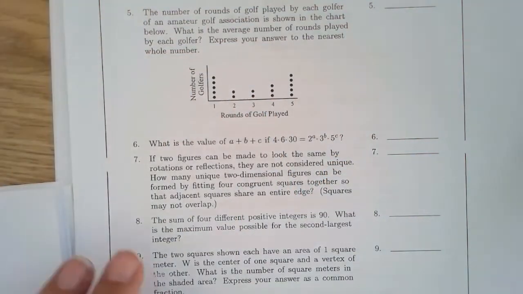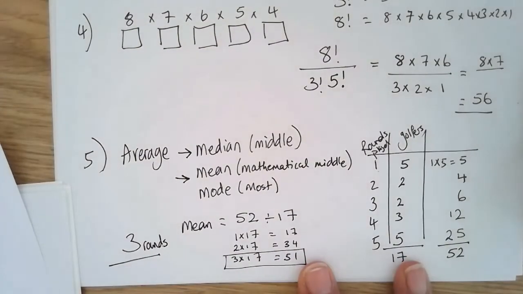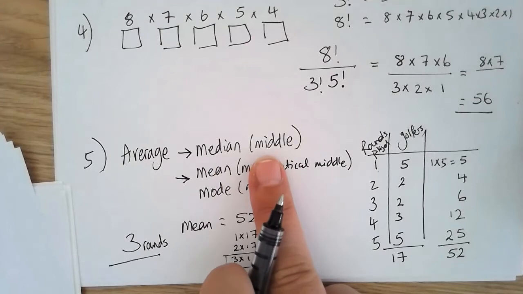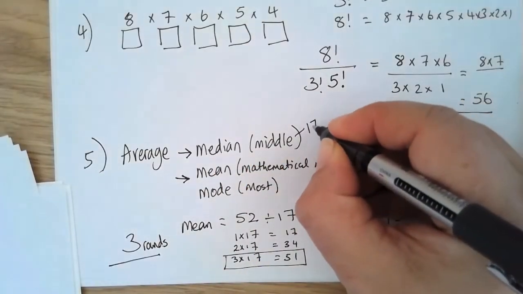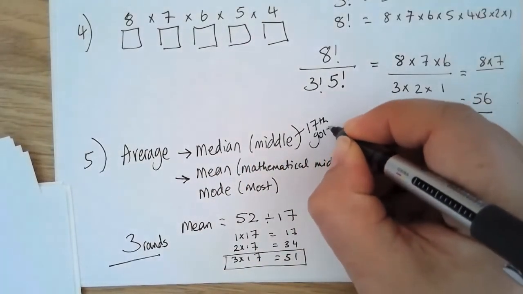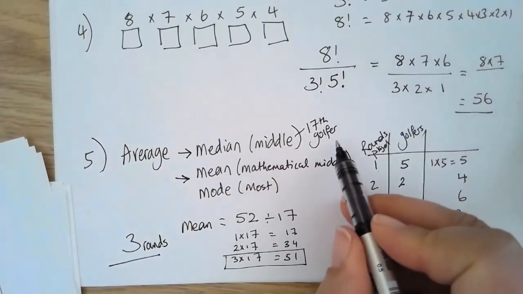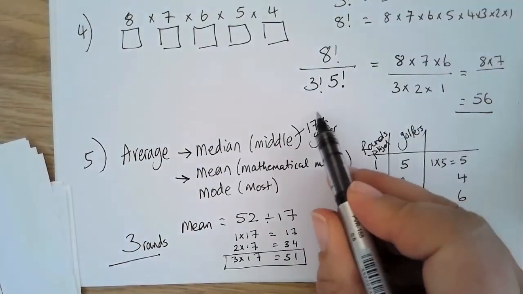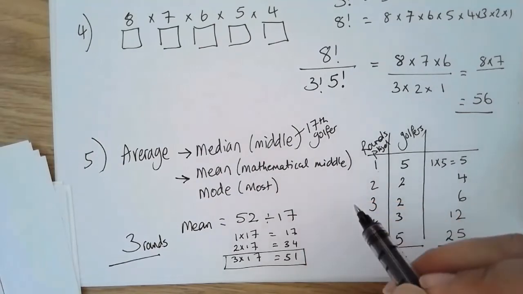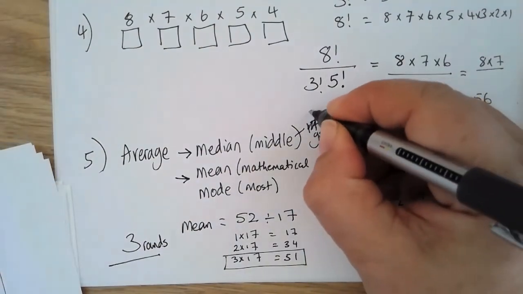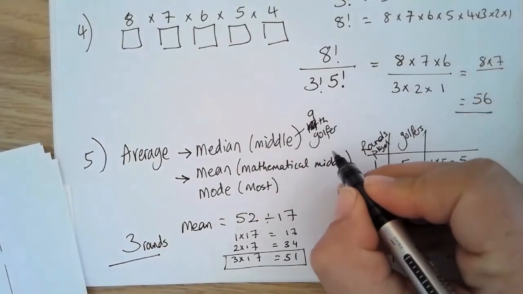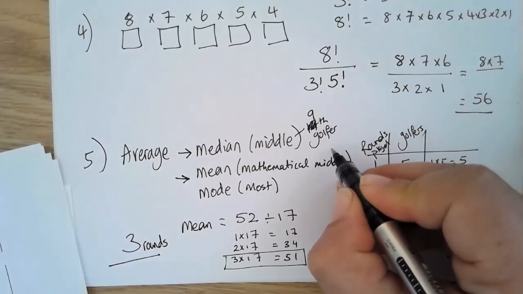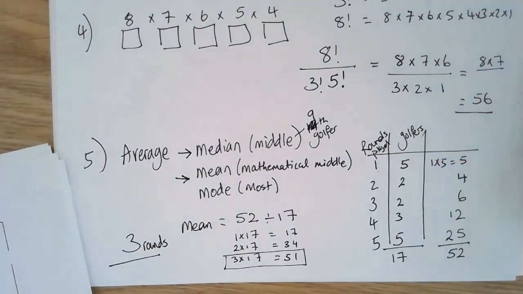It's as I say, the formal way, if you were asked for the mean, would be to do this calculation. But in reality, the median, the middle number, is the middle golfer of the list. It's the 9th golfer, not the 17th golfer at all. Then that's the way it would be.